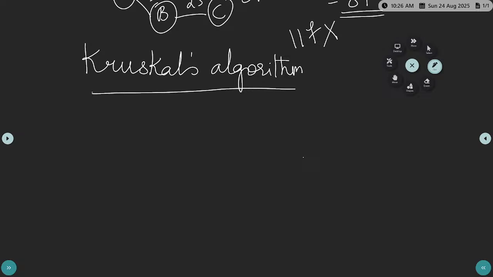Next, write down properties of spanning tree. If you are given a question, explain the properties of spanning tree. What will we write? What should a spanning tree have? Just say it simply and quickly. N vertices, n minus 1 edges.